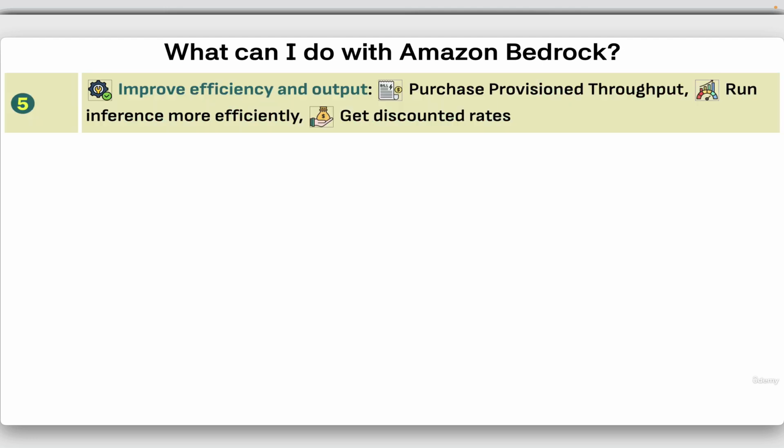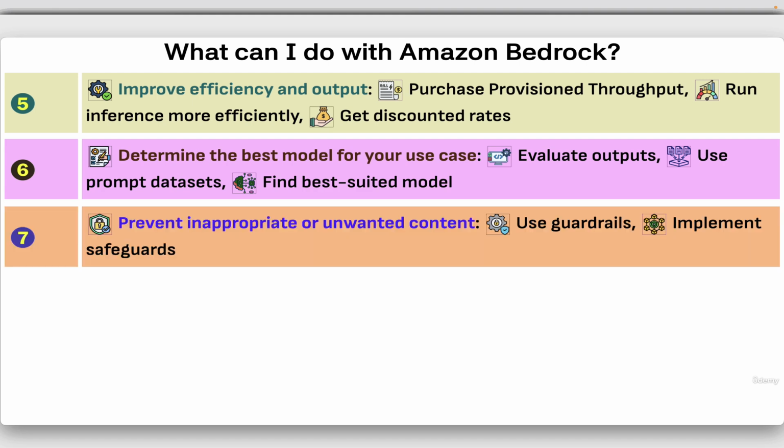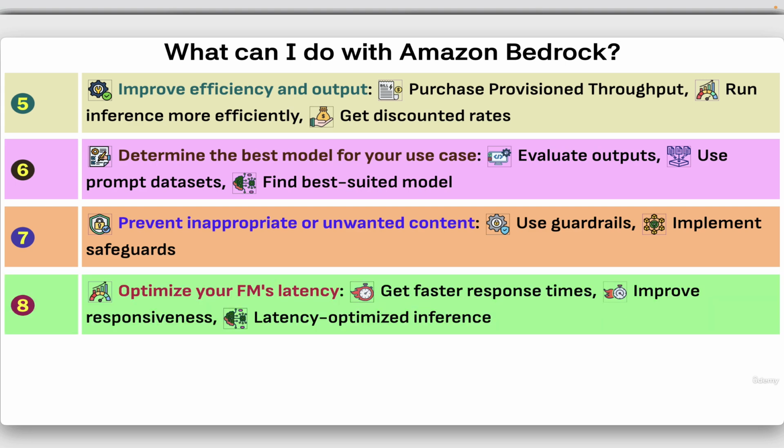You can purchase provisioned throughput for a foundation model in order to run inference on models more efficiently and at a discounted price. You can evaluate the outputs of different models with built-in or custom prompt datasets to determine the model that is best suited for your application. You can use guardrails to implement safeguards for your generative AI applications. You can get faster response times and improved responsiveness for AI applications with latency-optimized inference for foundation models.